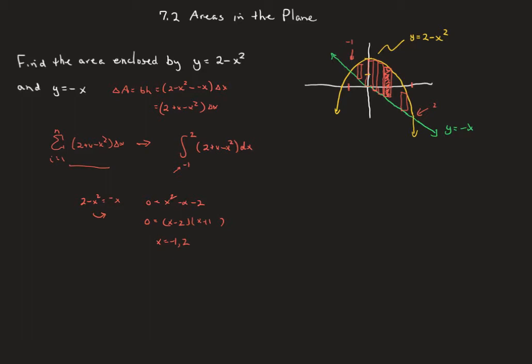You can then, this integral we could do by hand or use your calculator just for time's sake. I'm going to go ahead and just put it on my calculator and get 4.5. And so that's going to be the area enclosed by that region. Okay, let's look at another example.